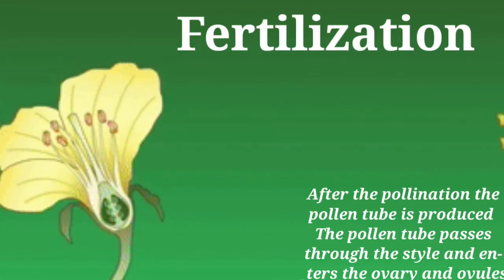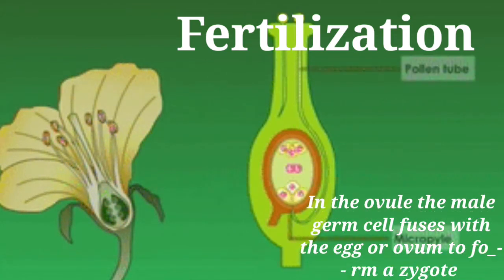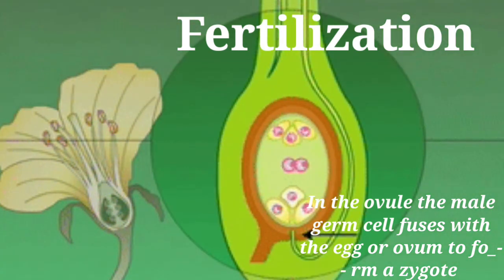The next is the fertilization. After the pollen grain is transferred to the stigma, it produces a pollen tube which passes through the style and enters the ovary and ovule. In the ovule, the male germ cell, that is the male gamete, fuses with the female germ cell, that is the female gamete, to form a zygote. This process is called fertilization.